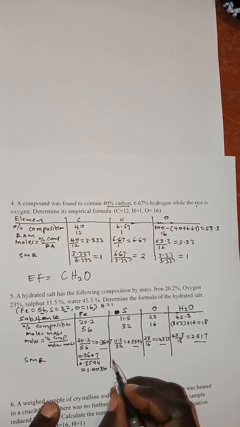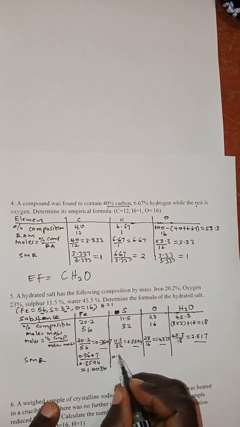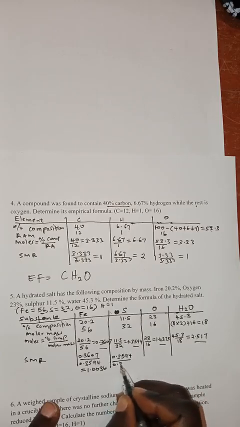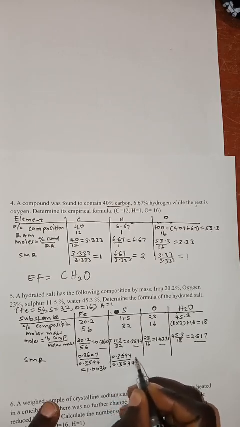Then for sulfur it is going to be 0.3594 divided by 0.3594, so that you get 1.